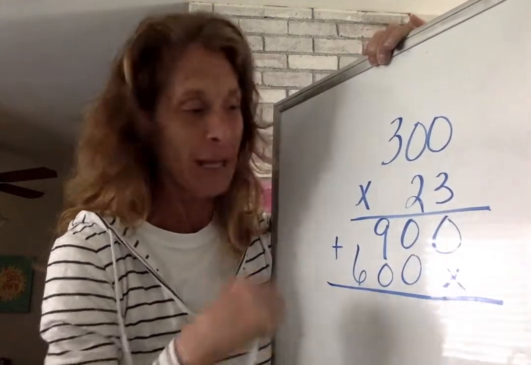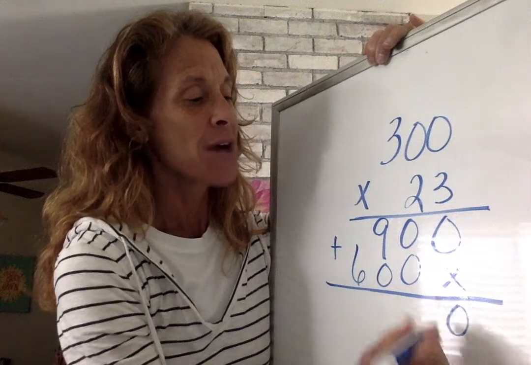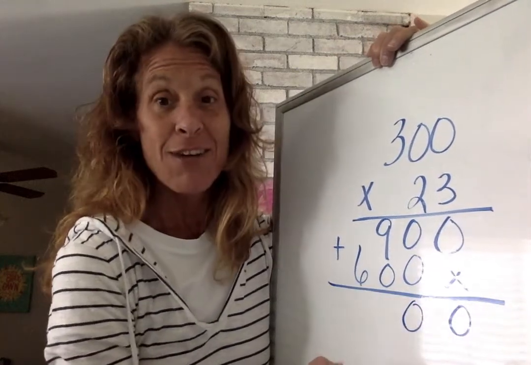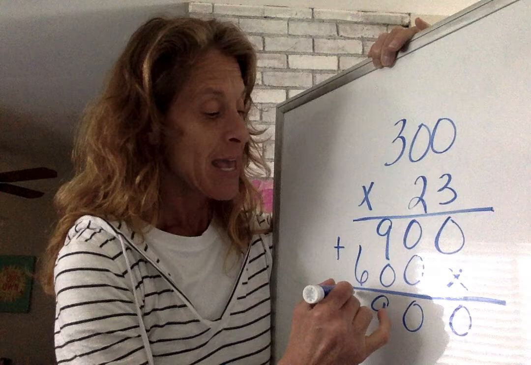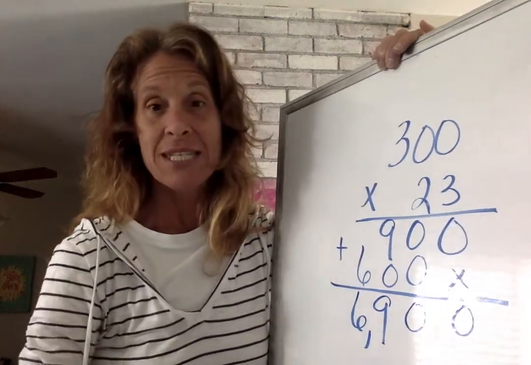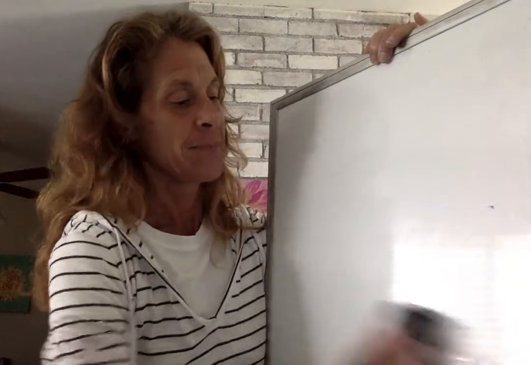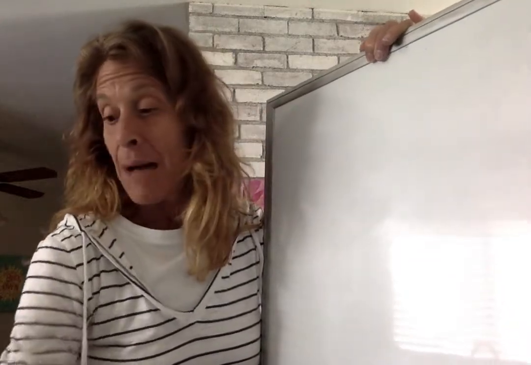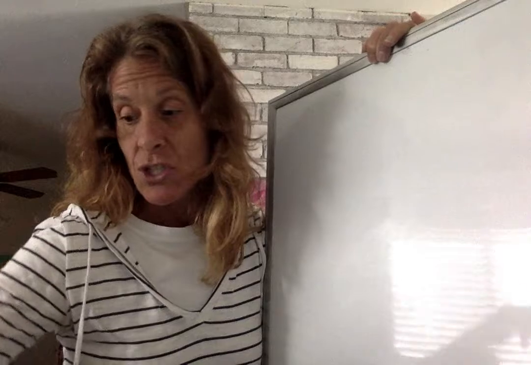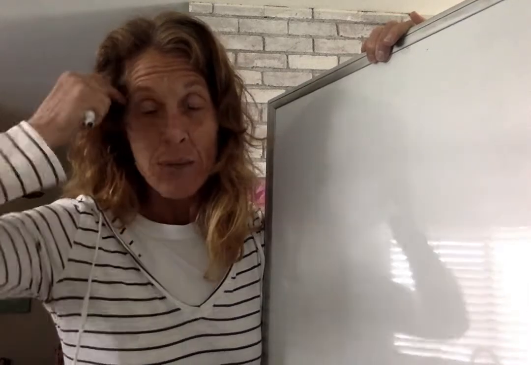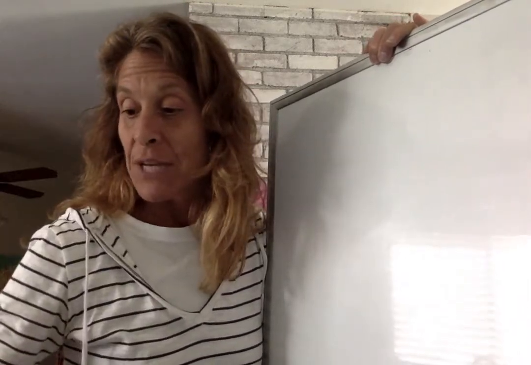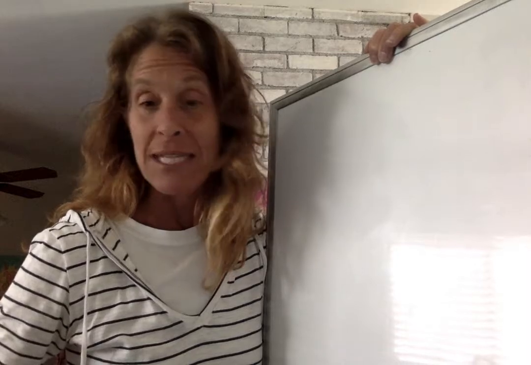Okay, now we're going to add them all up. 0 plus nothing is 0. 0 plus 0 is 0. 9 plus 0 is 9. And bring down my 6. We have 6,900. Okay, now that's going to be the same, just what you've been practicing and what you've been working on. 3, 4, 5, 6, and 7.